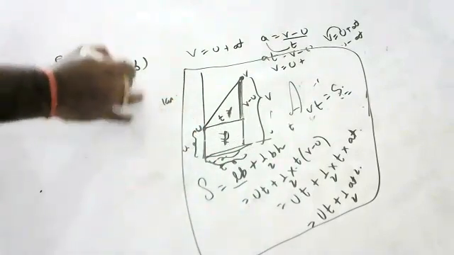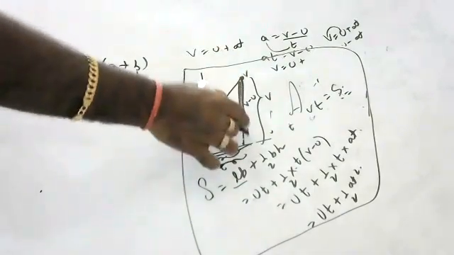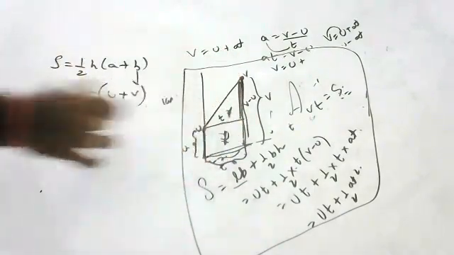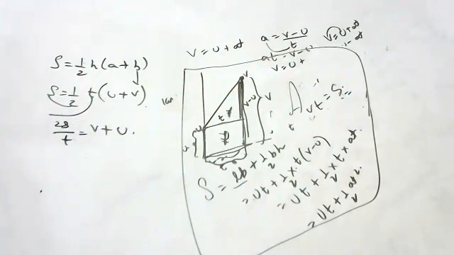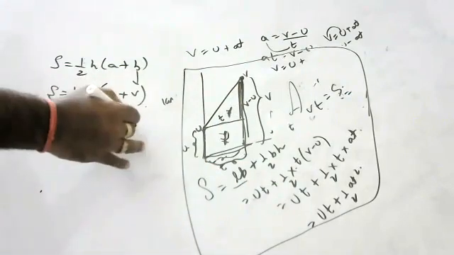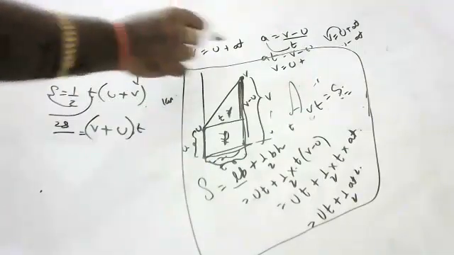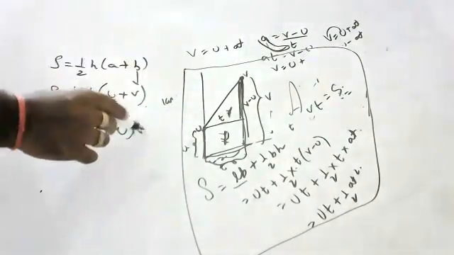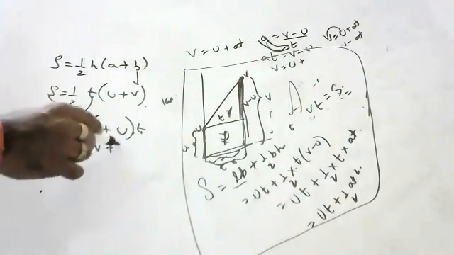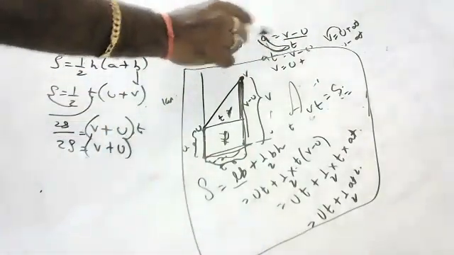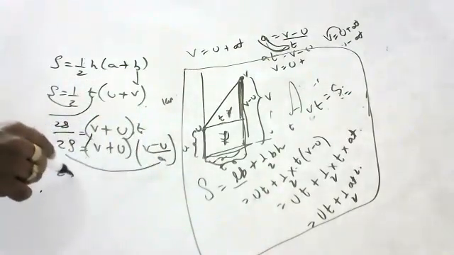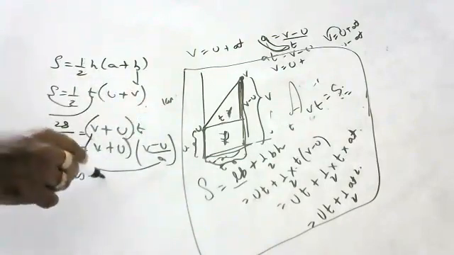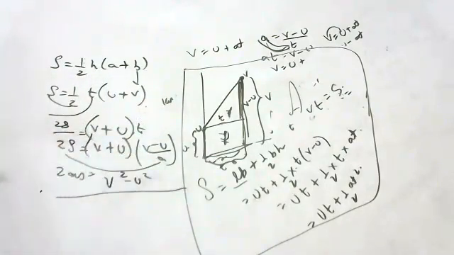The other is U plus V minus U, that is V. This is U, this is V, children. Then 2S by T is equal to V plus U. Let's keep T also here, children. T comes up, A goes down. What happens to T, children? Anyone? T is V minus U by A. A you bring here. 2AS is equal to V plus U into V minus U, V square minus U square. That's all, children. So the derivation for V square minus U square is equal to 2AS.